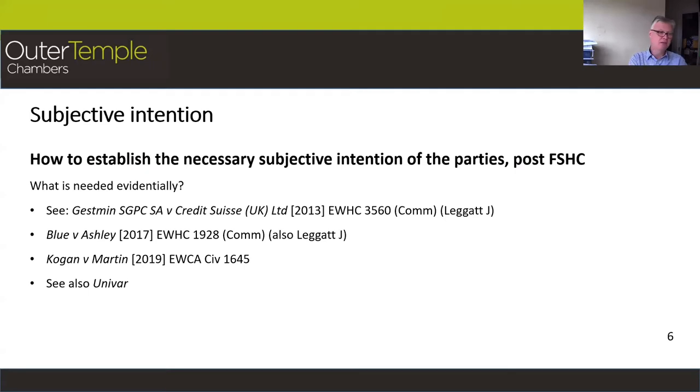There is then the case of Cogan and Martin, which is Court of Appeal. This was the one about who wrote the screenplay for Florence Foster Jenkins. And the Court of Appeal gave some clarification and rowed back a little bit from Guestmin, saying it's not to be taken as laying down any general principle for the assessment of evidence, and it is specifically addressed to commercial cases only. And on that basis, the Court of Appeal felt they could go in a slightly different direction on the facts of that case.